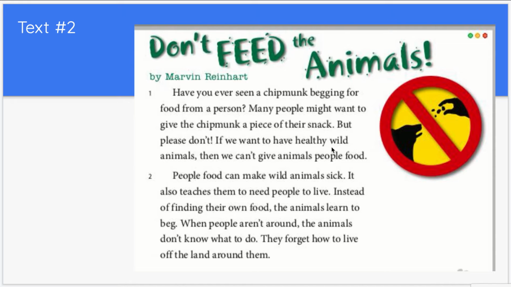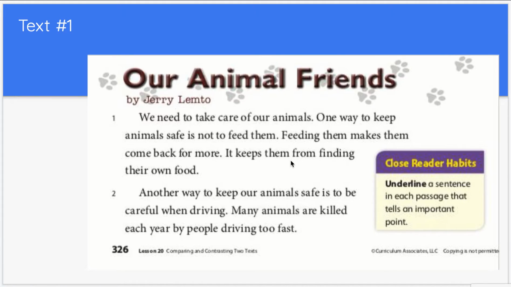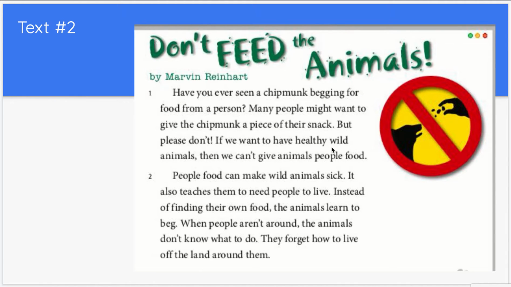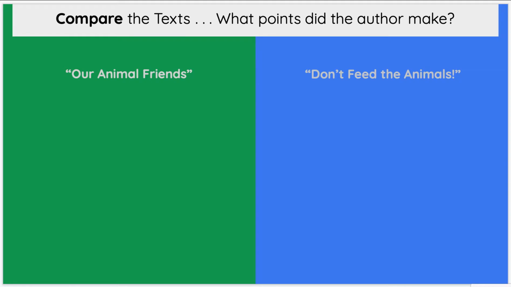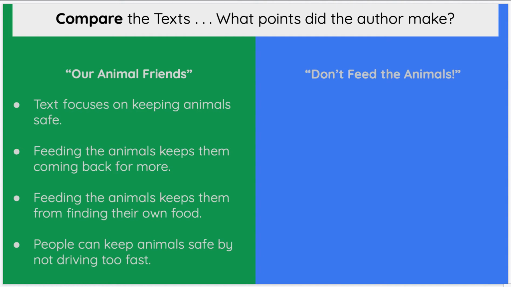Boys and girls, now that we've read these two texts, Our Animal Friends and Don't Feed the Animals, I want us to first of all think about what points the author made. That's the first part of comparing our texts. Think about what points the author made. Well, let's look at Our Animal Friends.